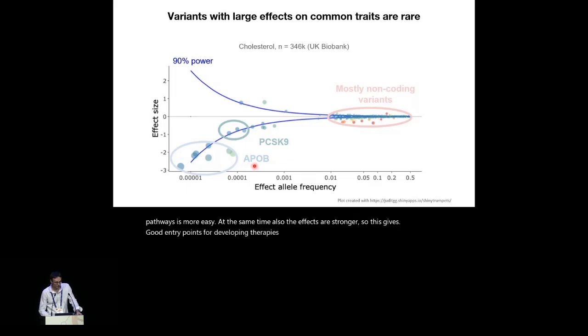And here I'm showing ApoB, a gene which, when loss of function, individuals carrying those loss-of-function variants have lower cholesterol. And that's one of the targets investigated by pharma to lower cholesterol.